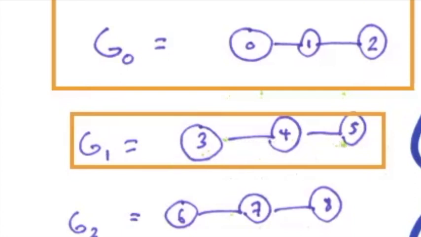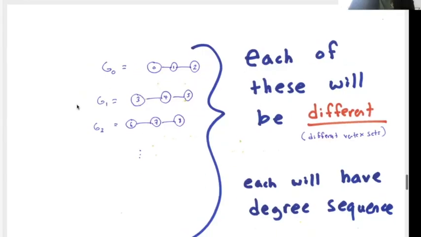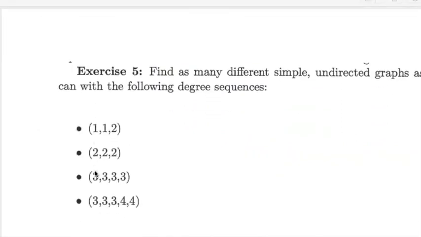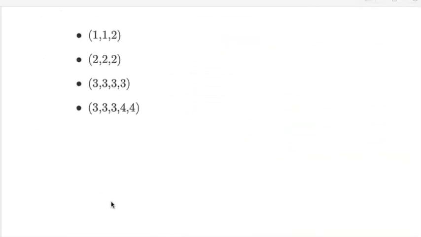And each of these will be different. I can keep doing this forever. And this is infinitely many different graphs that all have the same degree sequence. So maybe that's not what I really mean. Maybe what I really mean is something like I need a different definition of different.